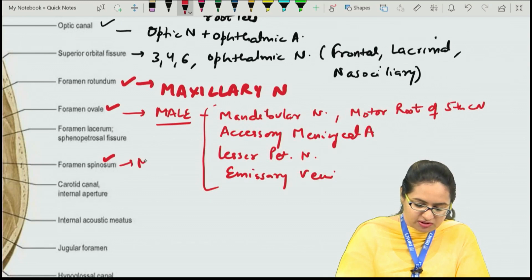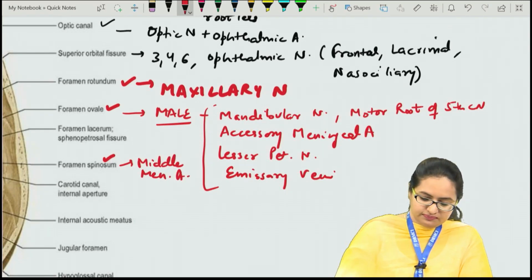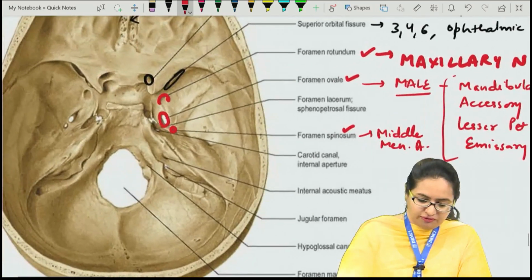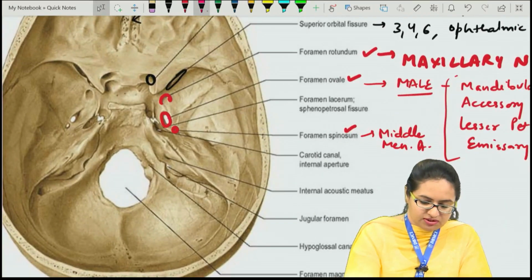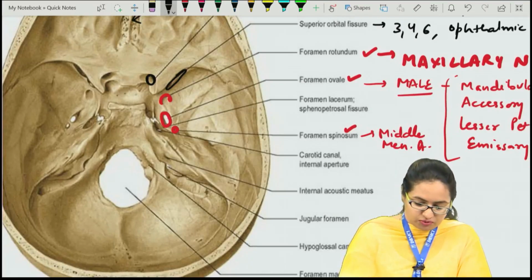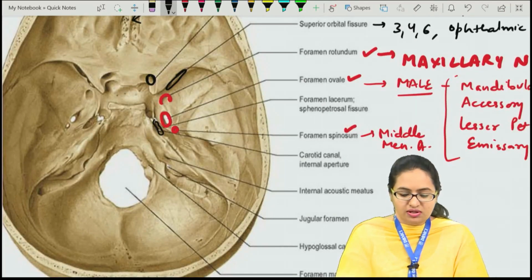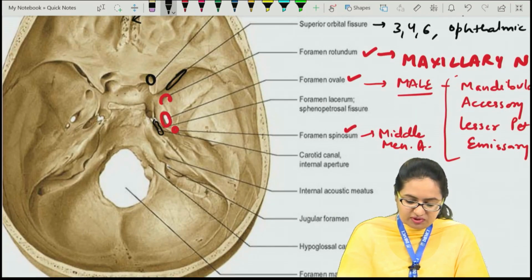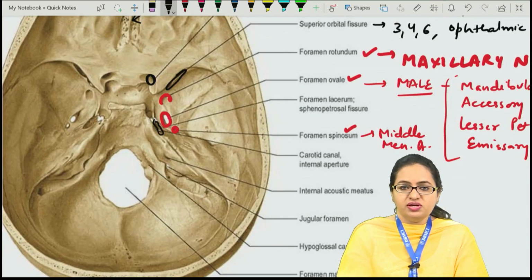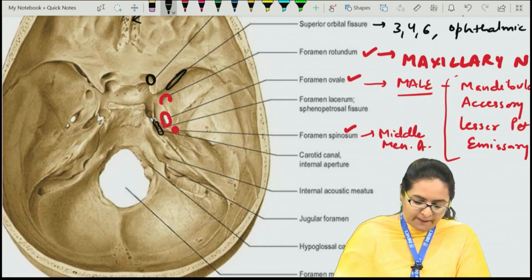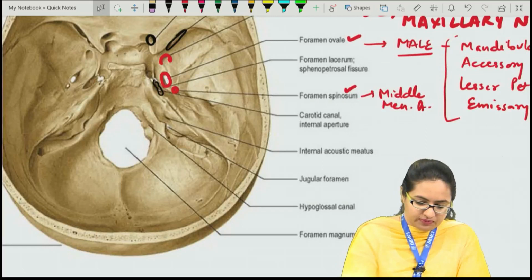Through the foramen spinosum, the structure which passes is the middle meningeal artery. Now at the junction of the middle cranial fossa and the posterior cranial fossa, just over here we have the foramen lacerum, which does not give passage to any significant structure. Only the ascending pharyngeal artery passes through it, or the emissary vein passes through it. Then towards the posterior cranial fossa.